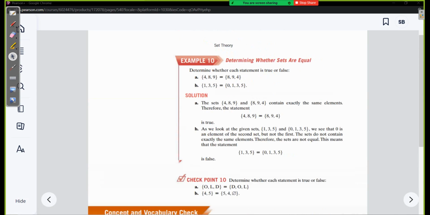All right, B. This is pretty obvious, right? {1, 3, 5}, and then is that equal to {0, 1, 3, 5}? Well, obviously not, right? They don't have the exact same elements. The cardinalities are different, so these are not equivalent. And I believe that did conclude. Yeah, that does conclude today's lecture.